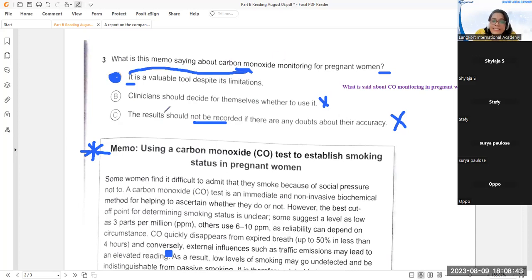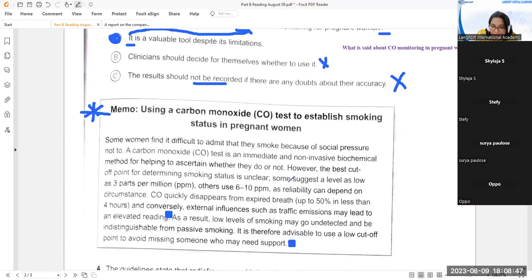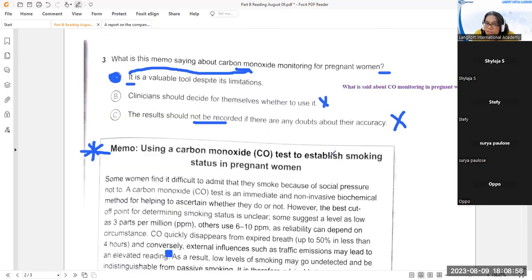A being the test is a valuable tool despite its limitations. Of course, it has limitations. They have told us all these things are limitations, but despite that, it's a valuable tool. It's a tool that we can use quickly and urgently, and it's a non-invasive test. So of course, it's a valuable tool, but it has limitations. That's why A is the answer.